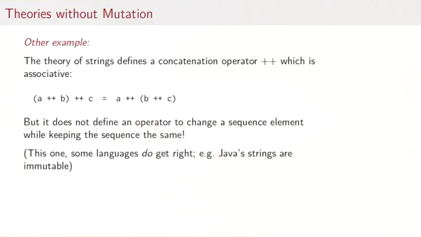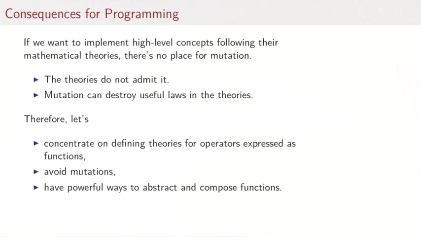But again, the theory does not define an operator to change a sequence element while keeping the sequence the same. This one actually some languages do get right. For instance, in Java, the type of strings is immutable. It also does not give you an operator to change a character in the string while keeping the string the same. So these were observations about theories in mathematics.